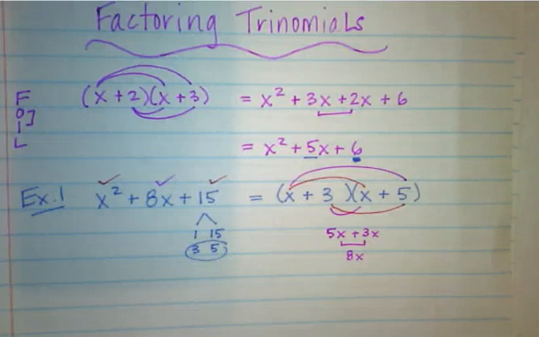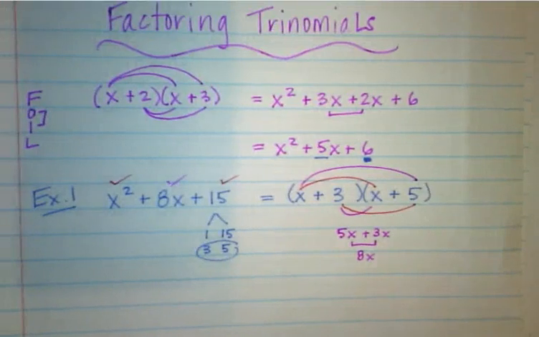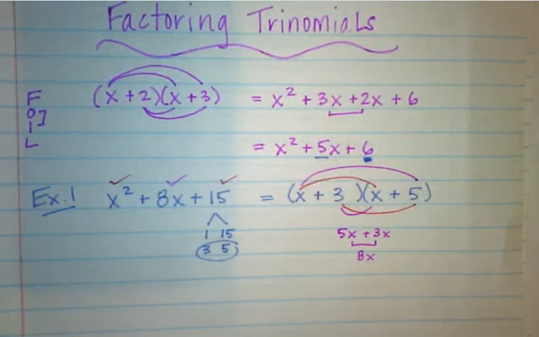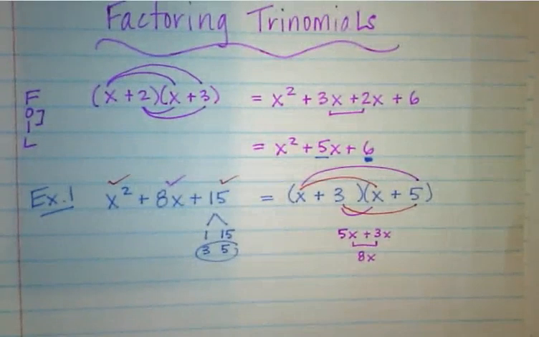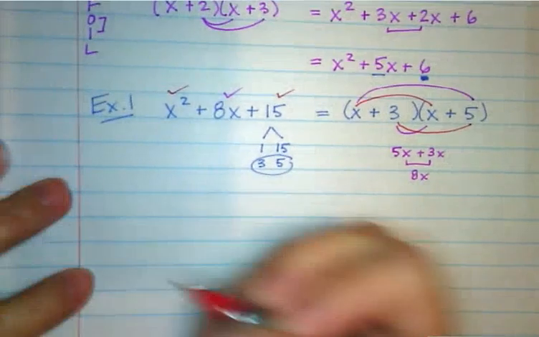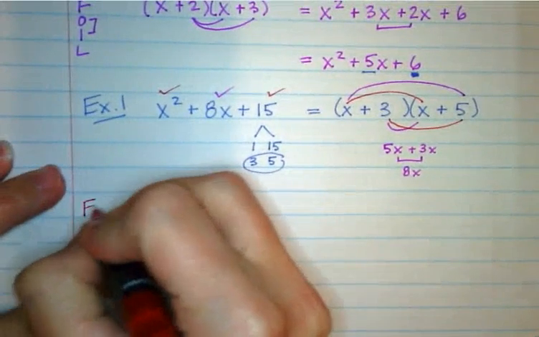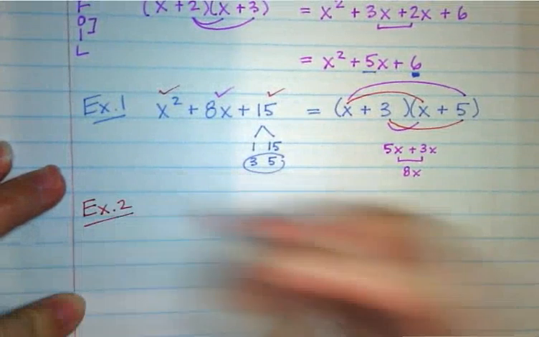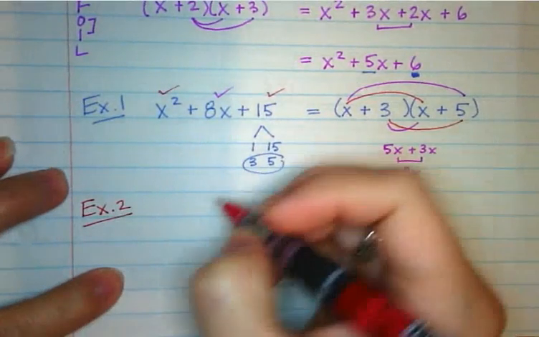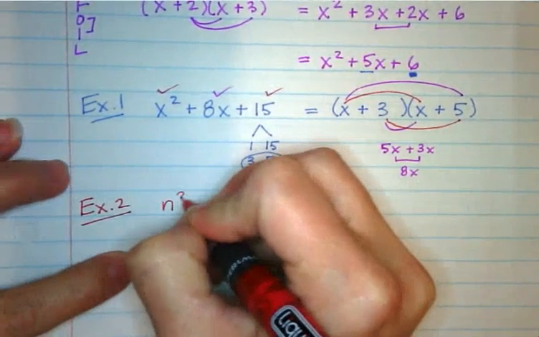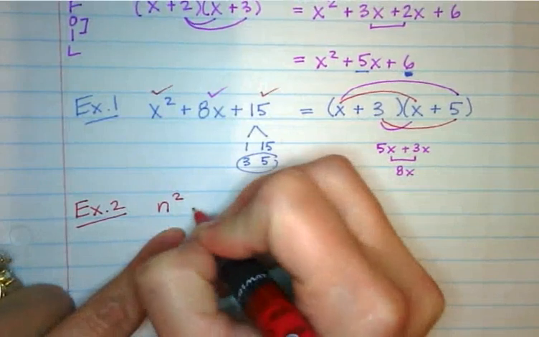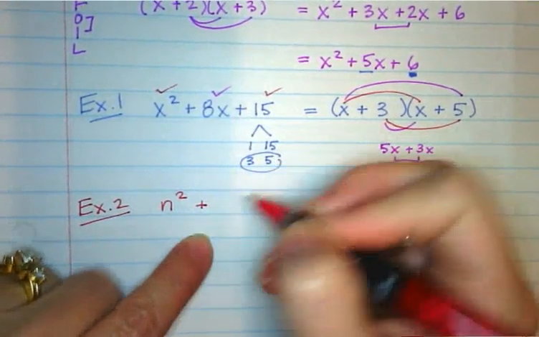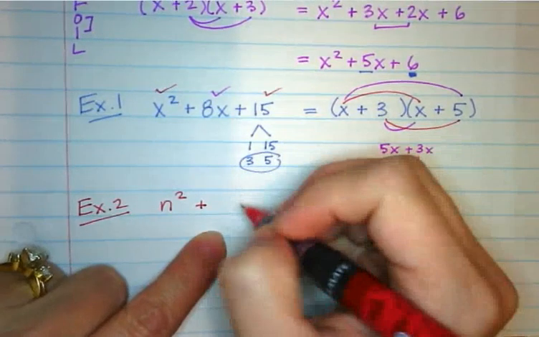Alright, so now we're just going to practice. And that is basically all that we're doing today. Now what's going to be different might be the signs, and the numbers obviously are going to change from problem to problem. But the pattern is the same. So let's say we have, for example 2, let's say we have n squared. Well, let's stick with plus for a few more minutes.